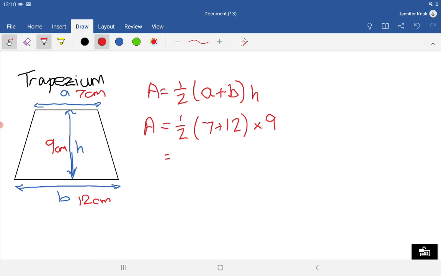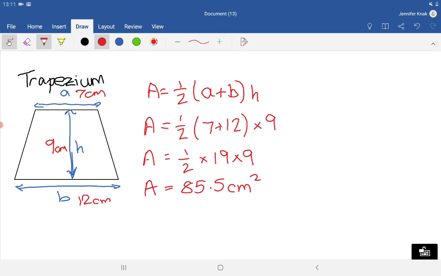Now it's up to you. You know you need to work out the bracket first. Your calculator would do that for you, but if you want to tidy it up non-calculator wise, this is going to be a half of 19 times 9, because 7 plus 12 is 19. Remember, we would do the brackets first. So we're doing a half, or 0.5, times 19 times 9, and we get 85.5 square centimetres.